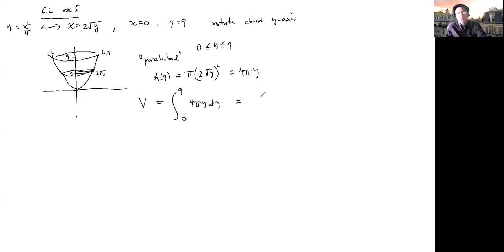And the rest of it is quite easy. The antiderivative of 4 pi y is 2 pi y squared from 0 to 9. And we get, if we plug in y equals 9, 162 times pi, and that's the answer. So that's cool.